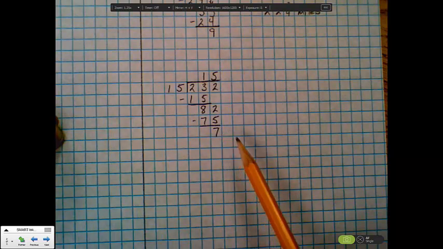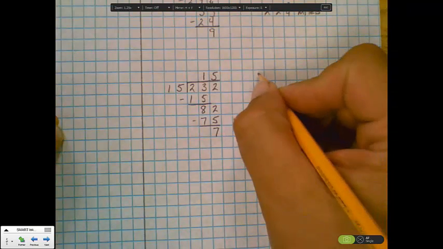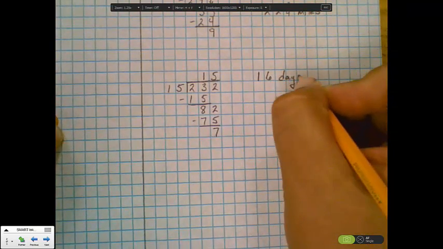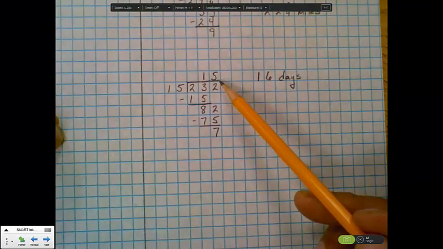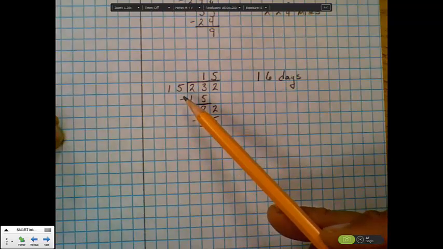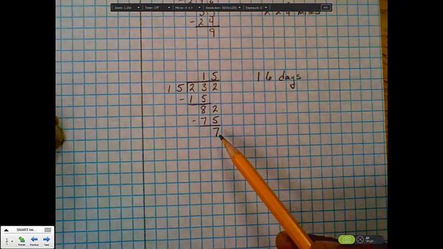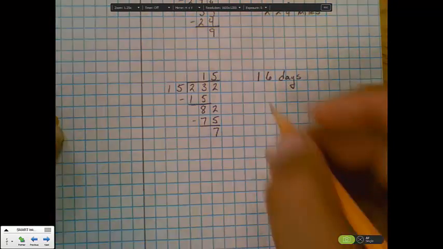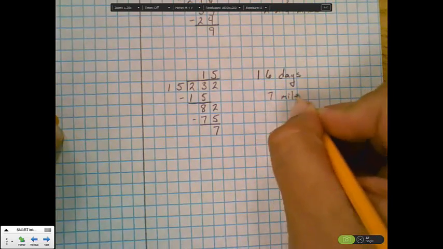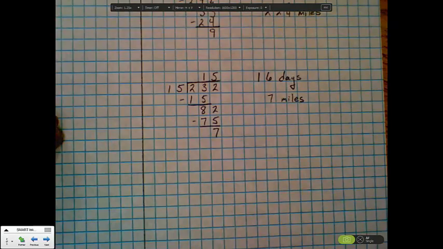And so the first part of our answer is, how many days will it take? It's going to take 16 days. It takes the 15 days that it takes to cover when we walk 15 miles a day, and then on the last day we're only going to walk 7 miles. And so the answer to the second question is 7 miles.